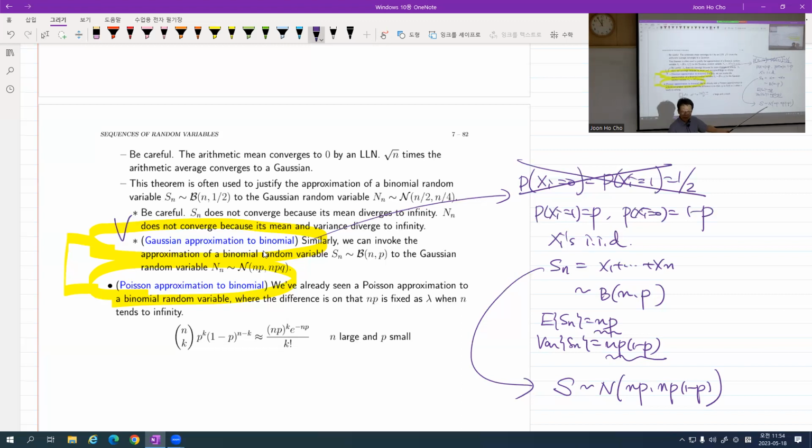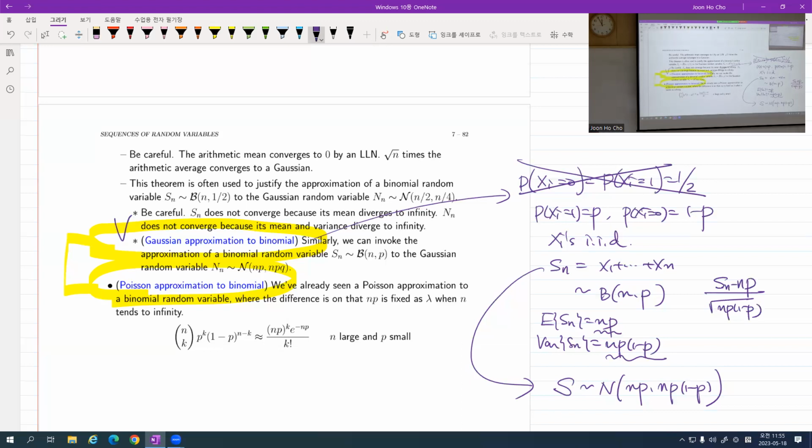So what I suggest is that you make each one a mean zero, unit variance random variable. So you subtract the mean from S sub n, you subtract np, right? And then you divide by the square root of np(1 minus p). That is the standard deviation. Then this random variable has zero mean and unit variance.